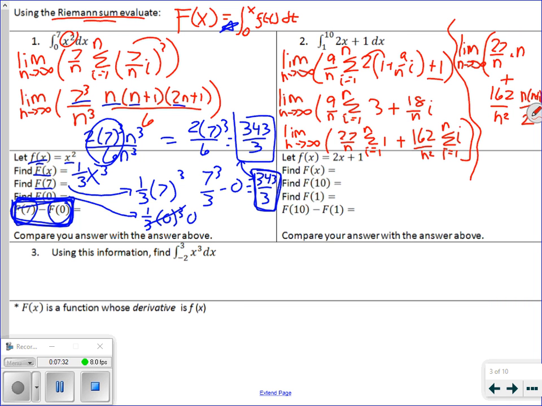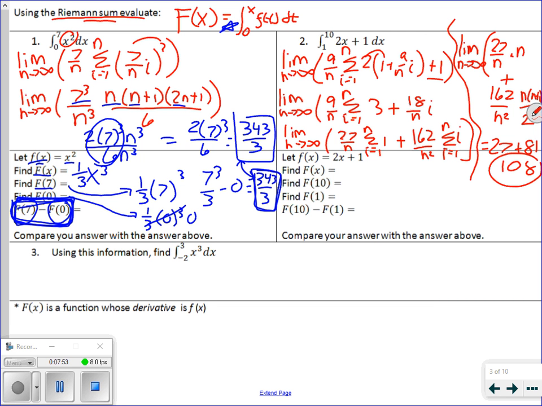That ends up being 27 plus 162 over 2, or 81, which is 108. I'm sorry that I crammed it all in there, but we've done this countless times. The area underneath the curve of 2x plus 1 from 1 to 10 is 108.